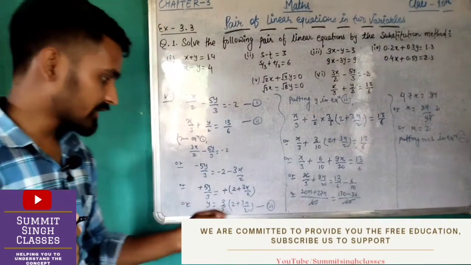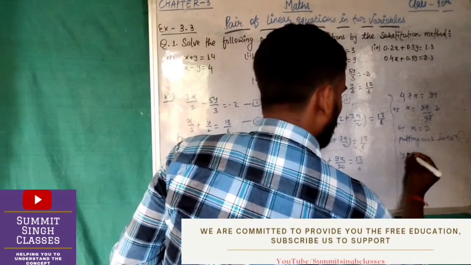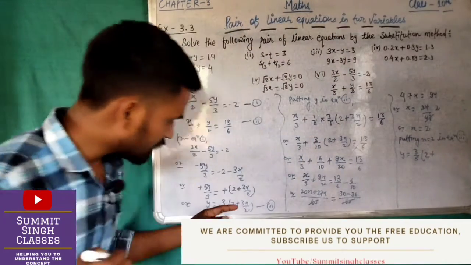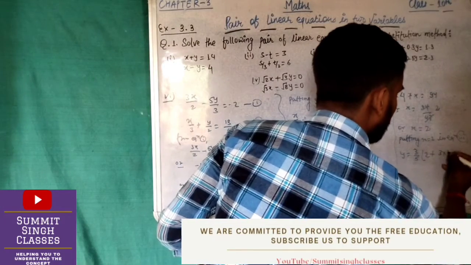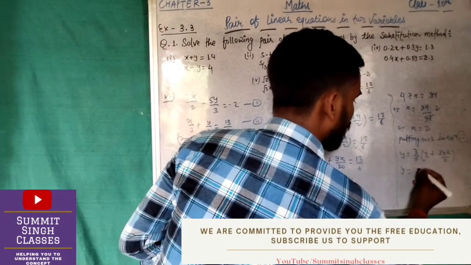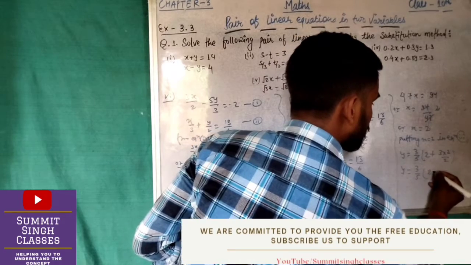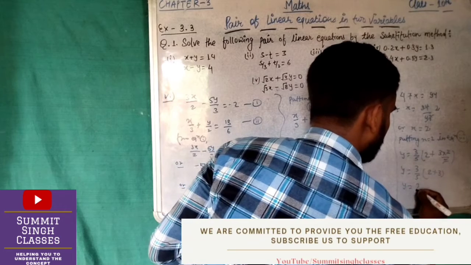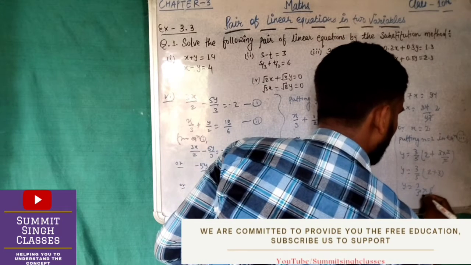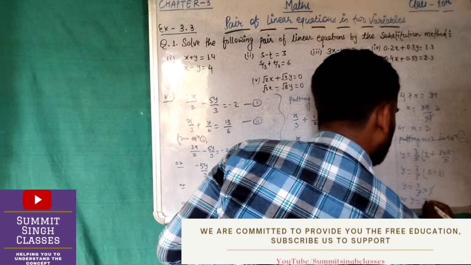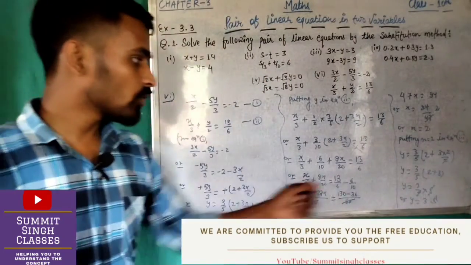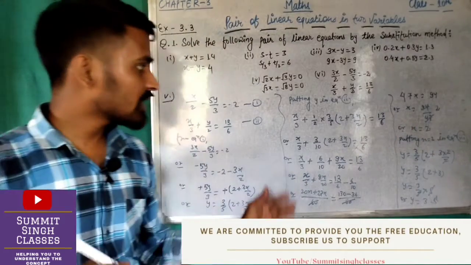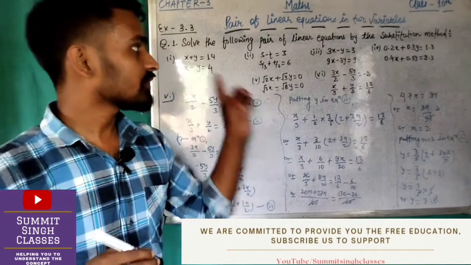After putting the value of x in equation third, y is equal to 3 by 5 into 2 plus 3x by 2, meaning 3 multiplied by 2 by 2. So y is equal to 3 by 5 into 2 plus 3, that is y is equal to 3 by 5 multiplied by 5, 5 cancels with 5, so y is equal to 3. So you get the value of y as 3 and the value of x as 2. This is how you can solve question number 6 of the first exercise.